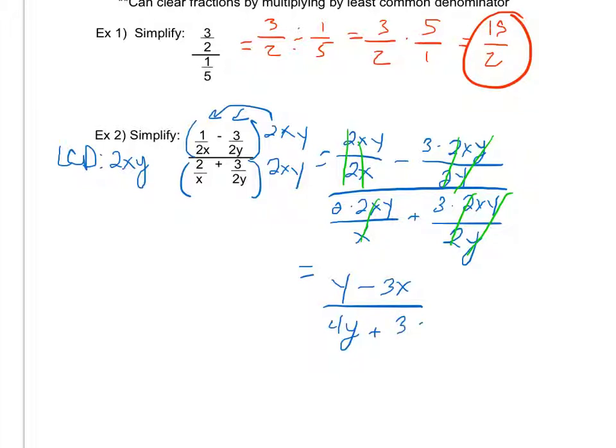plus 3x. And that's it. There is nothing else I can simplify, because remember, I cannot simplify with adding and subtracting, so I cannot cancel these y's and I cannot cancel these 3x's. This is my final answer. And I know this is simplest form because, as I just mentioned, nothing cancels.